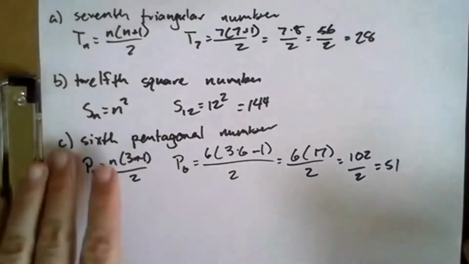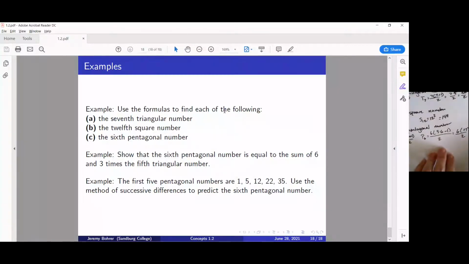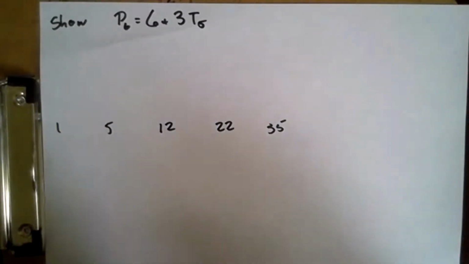For our last couple of problems here, we're first asked to show that the sixth pentagonal number is equal to the sum of 6 and 3 times the fifth triangular number, and then to use the first 5 pentagonal numbers and successive differences to predict the sixth pentagonal number. We've already found the sixth pentagonal number, but we're not going to worry about that.